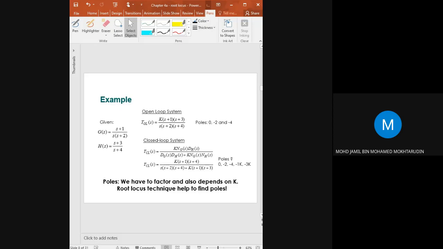If you look at the open loop system, it's easy for you to determine the poles and also zeros. Okay, so the poles are the values of s when the denominator is zero.